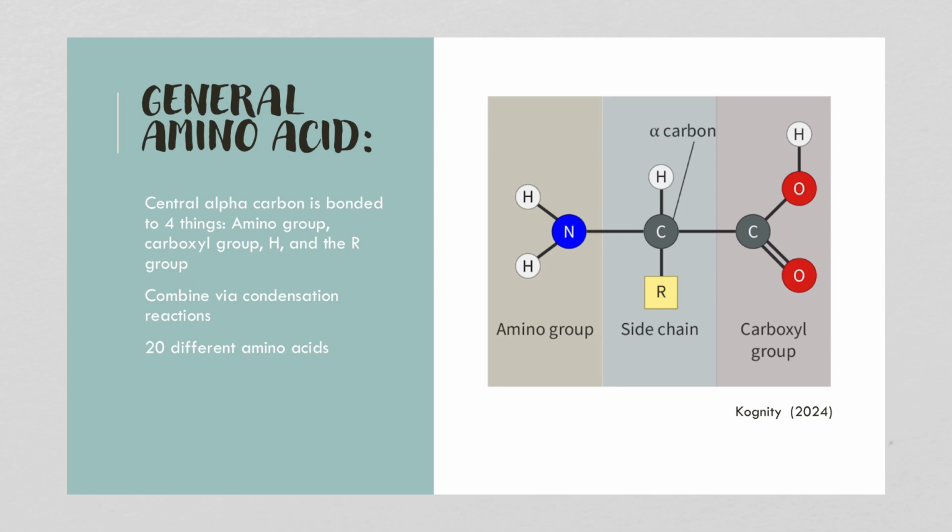Amino acids are joined together through condensation reactions, just the same way as joining monosaccharides and lipids together. And there are 20 different amino acids, as I mentioned before. You don't need to memorize them. You may not even learn most of them or explore most of them, but they are present and you may come across them.